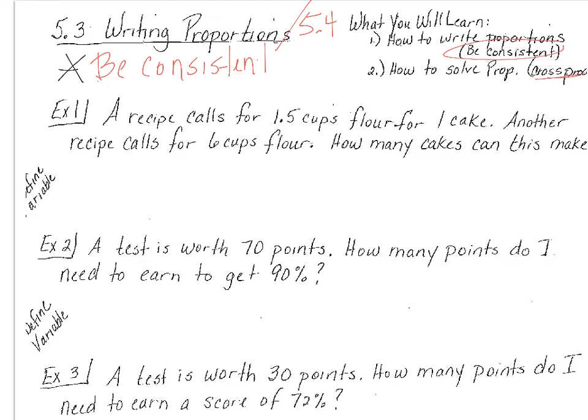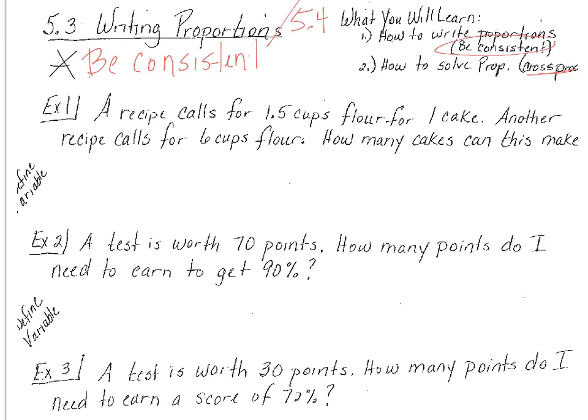Okay? So it says a recipe calls for 1.5 cups flour for 1 cake. Another recipe calls for 6 cups flour. How many cakes can this make? Well, what we want to do is notice the ratio that they give us right here. And this is where you want to be consistent. You put 1.5 cups flour, I'm going to put just an F for flour, over 1 cake.